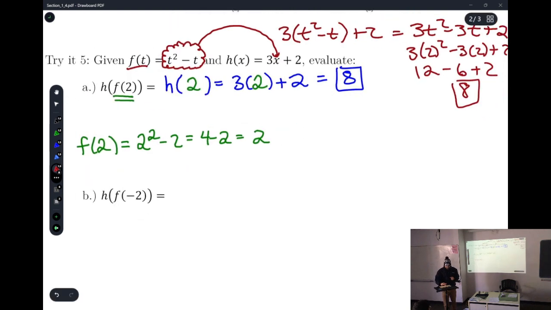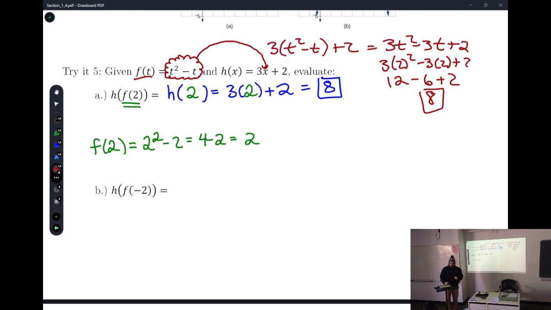All right, I might give you a minute or two to try this -2 one, because we're almost done. I will be done a little early. Yeah, I'll let you work on this for a minute or two. Go, go, go.